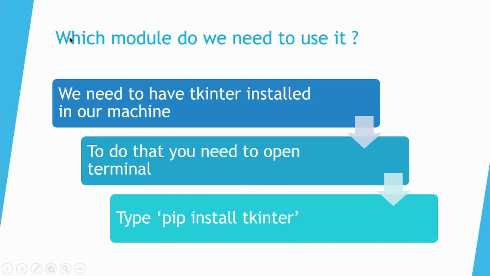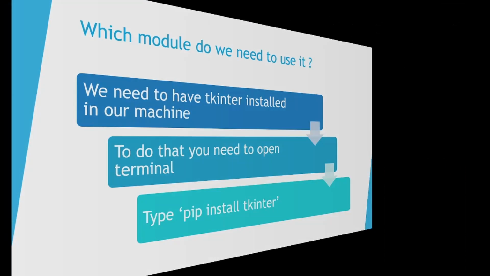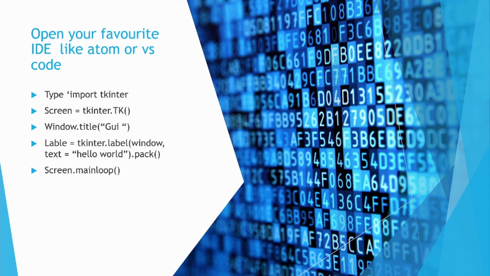Which module do we need to use it? We need to have tkinter installed. To do that, you need to open terminal, type pip install tkinter. If you want, then you can use any IDE. CMD means command prompt, something like that. Also open your favorite IDE like Atom or Visual Studio Code.